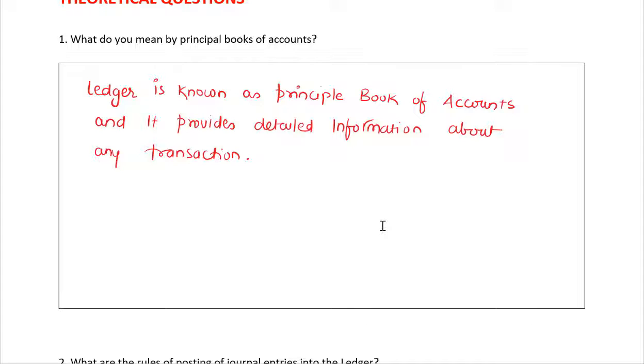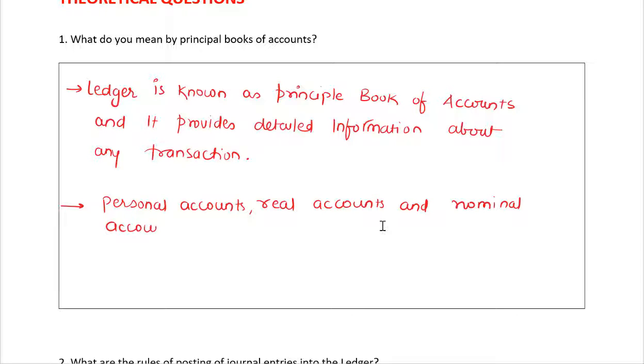What do we record in ledger accounts? Personal accounts, real accounts, and nominal accounts are recorded in the ledger.